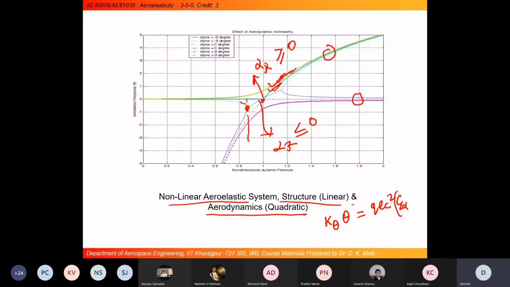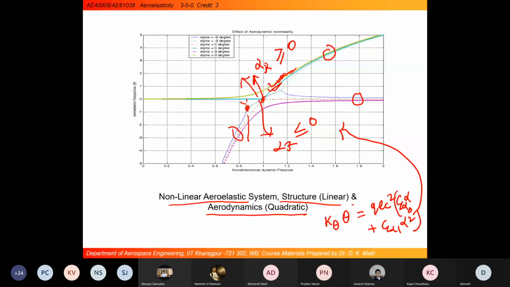Meaning, for a positive value of alpha, the instability will start from here. In the linear case, whatever we got, it suddenly diverges. It will not do that here. It will be slowly progressing, meaning deflection will be increasing beyond this point. And for alpha less than 0, the instability point will be lower than what I have shown mathematically. Is it clear?